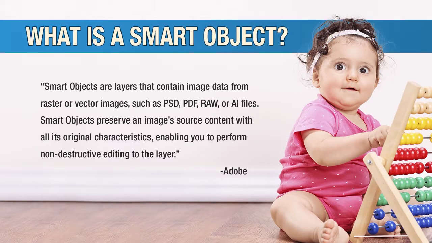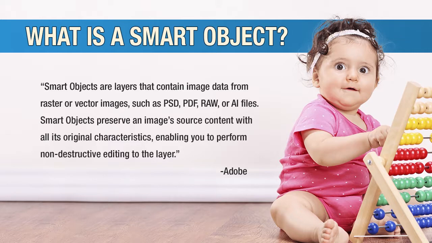So first off, what is a smart object? Smart objects are layers that contain image data from raster or vector images, such as a PSD, PDF, RAW, or AI files. Smart objects preserve an image's source content with all its original characteristics, enabling you to perform non-destructive editing to the layer. That's the definition from Adobe.